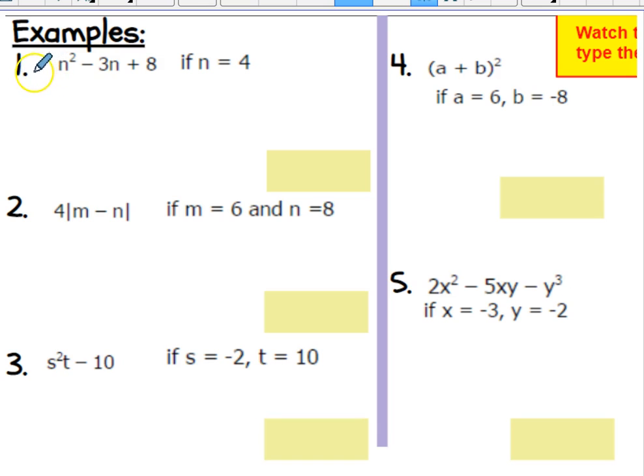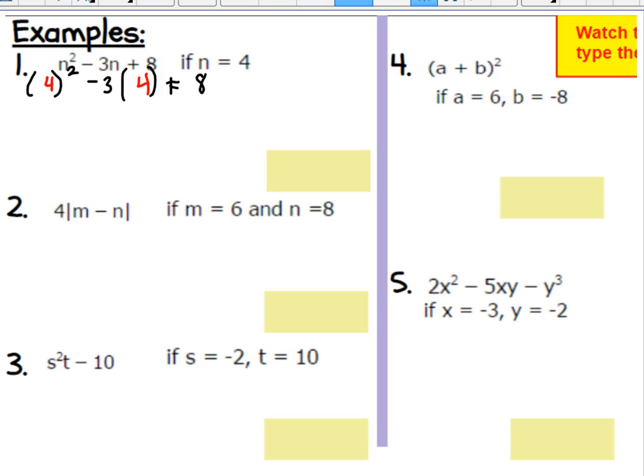Now, when you have replacement values, you should always use parentheses when you replace that value. So I'm going to put these parentheses in now as a placeholder. And now every time I see the letter n, I'm supposed to replace that with a 4. Now that we've replaced n with 4 each time that we see it, we want to use our order of operations to simplify this expression.